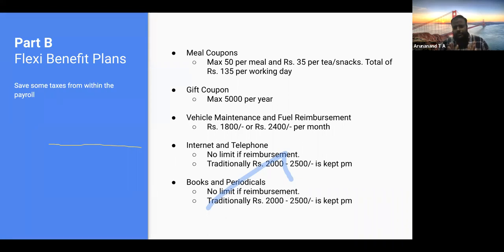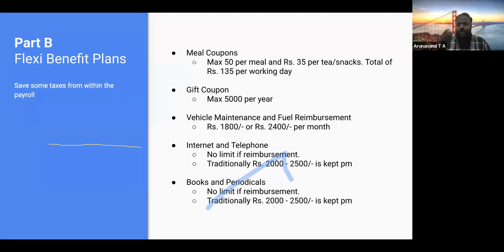40,000 is entirely taxable. But if we take 5,000 rupees from that, but this is annual, okay? So we cannot take away 5,000 from 40,000. 5,000 by 12, that's the per month contribution. Take that from 40,000. So the remaining amount is the only taxable amount. So this is another aspect of it. You can have all of this together: meal coupon, gift coupon, vehicle, etc., so that you can save a lot of money from being taxed.